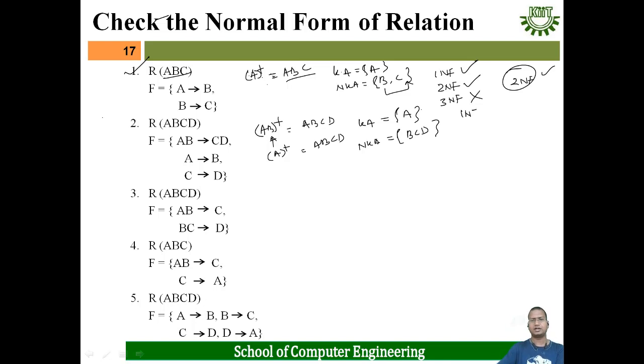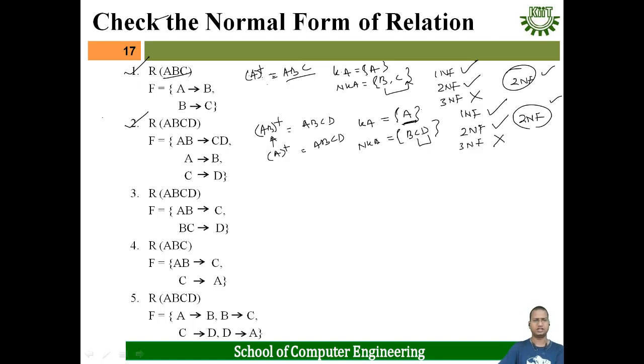Every relation will be in 1NF. Now check for 2NF. Is partial dependency present here? Partial dependency means part of the key determining non-key. No. Only one attribute is there in the key, that means partial dependency is not present, that means it is in 2NF. Check for 3NF. Is a transitive dependency present? C to D, non-key to non-key. Yes, it is a transitive dependency. That means it is not in 3NF. That means the highest normal form of this relation is 2NF. Question number 2 completed.